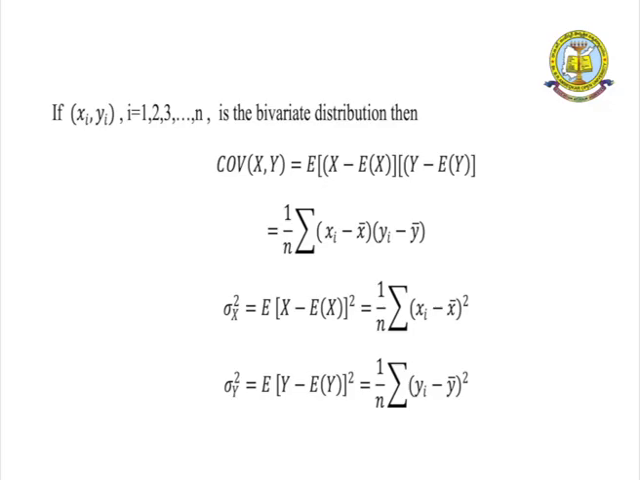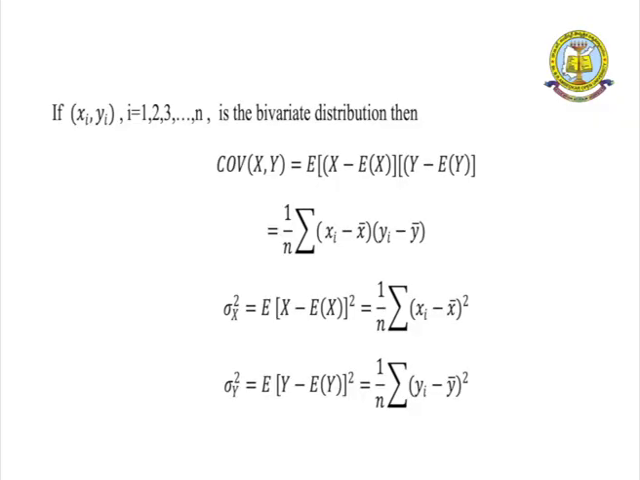So, now we can derive the values using the formula: covariance of x comma y is equal to 1 by n into summation of (xi minus x bar) into (yi minus y bar). This is the formula for covariance. Now, we can get the standard deviation.